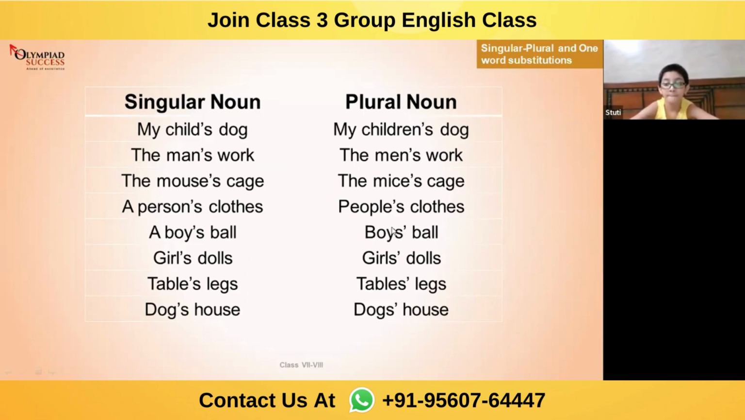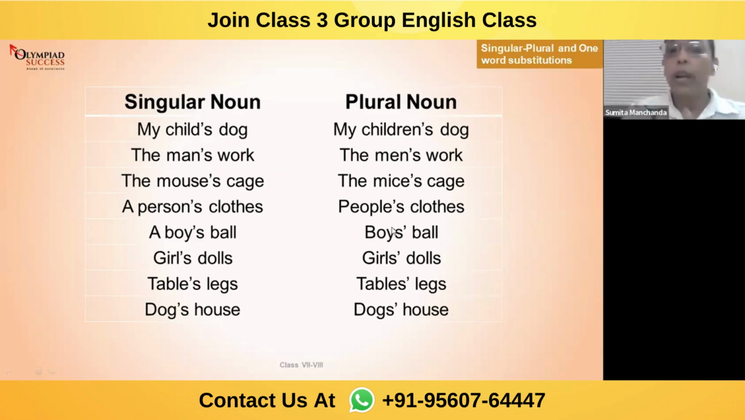Talking about a singular noun, a boy's ball. I'm only telling you the difference between when the apostrophe is going to be before S and when the apostrophe is going to be after S. Now, when I'm talking about one boy and there is a ball that belongs to that particular boy, I may say a boy's ball. That means the apostrophe will be there before S because I'm talking about one boy.